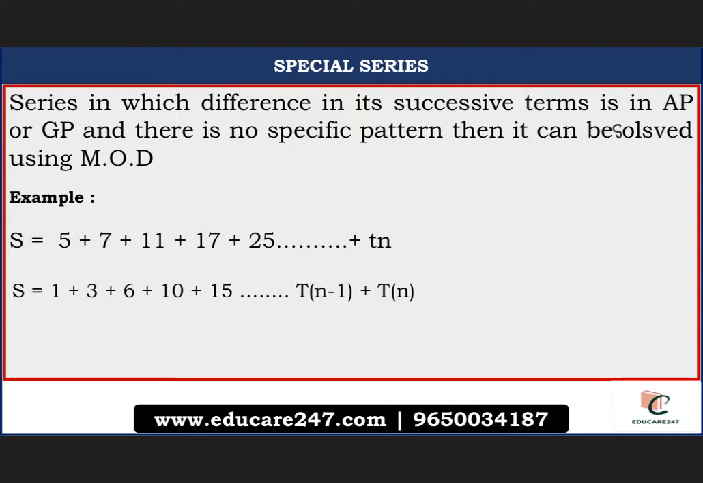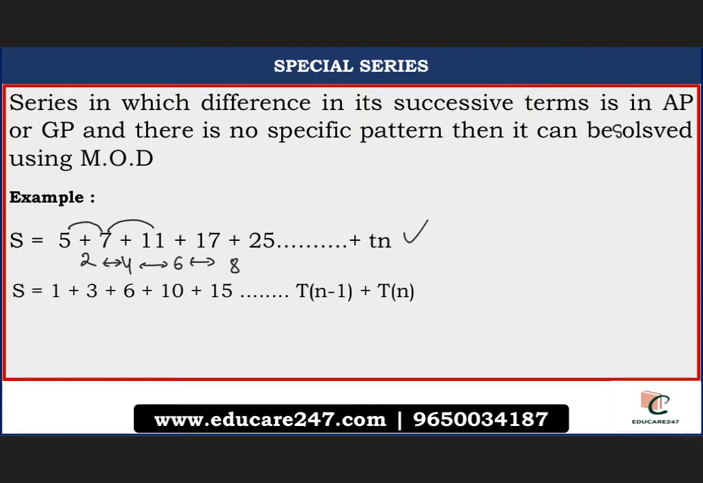For example, I'll just show you what a spatial series means. 5 plus 7 plus 11 plus 17 plus 25 up till Tn. If the summation of this series is asked, there's nothing here that you can make out. No specific pattern is there. From 5 you go to 7, from 7 you go to 11, so there is a difference of 2, 4, 6, and here it's 8. So you can see that the difference is in AP. There is a gradual increase of plus 2. So this is a spatial series.